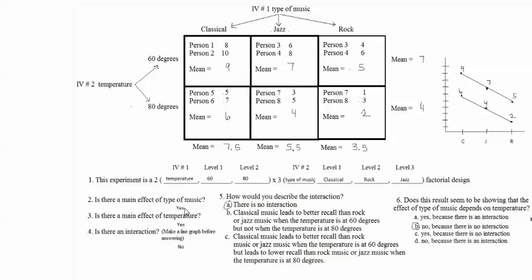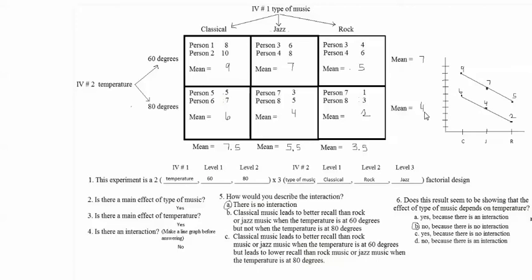effect of type of music. And if it had been 7.5, 5.5, 5.5, that still would have been a main effect of type of music, because we still would have had a difference in here somewhere.